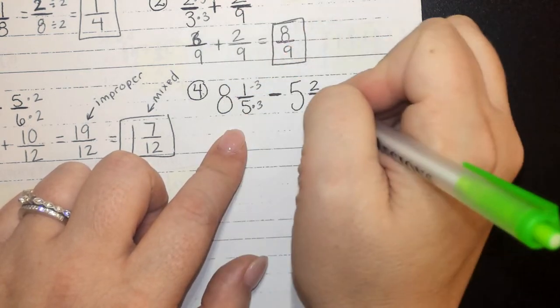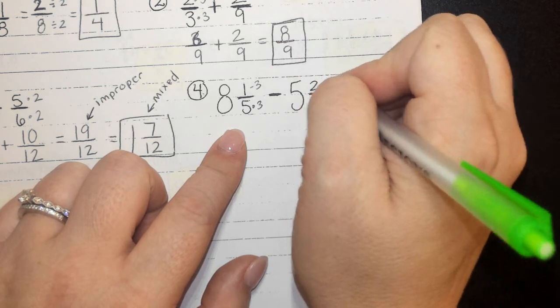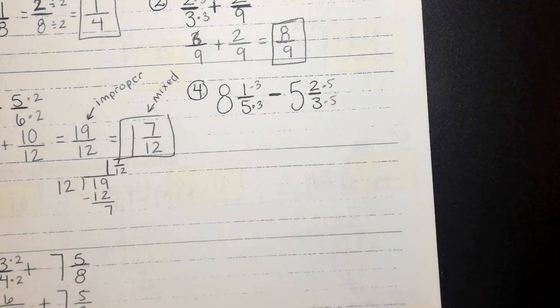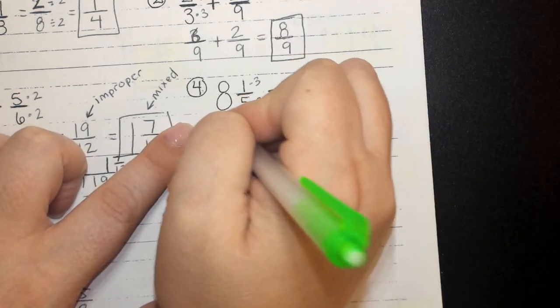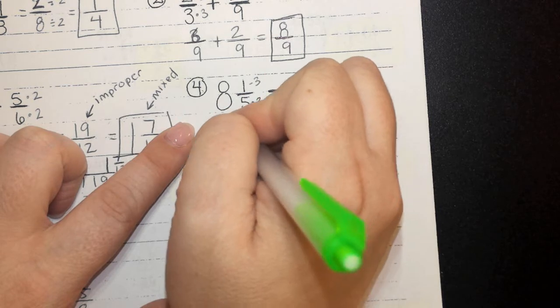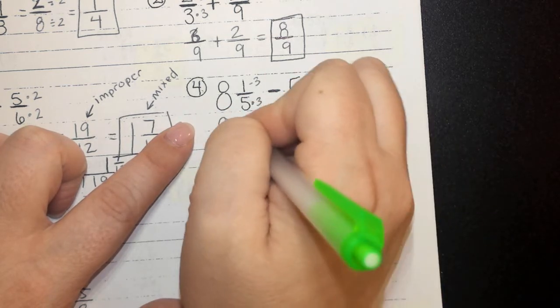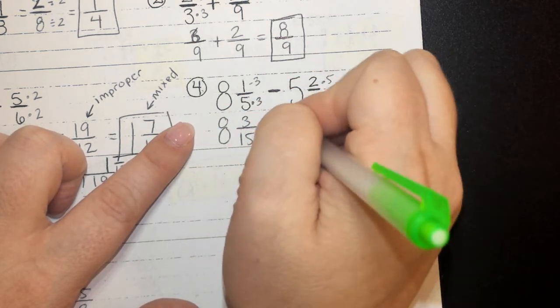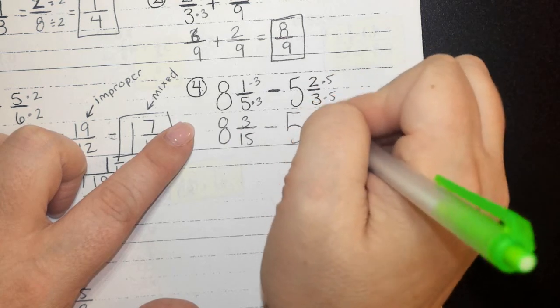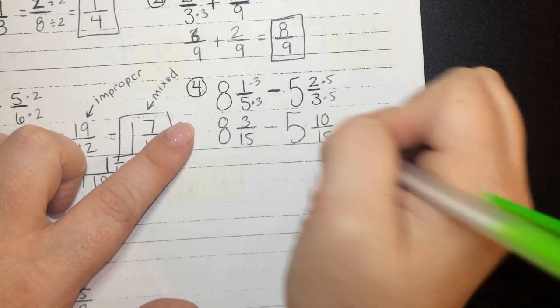And I'm going to take the 5 and multiply the other fraction. If you've been staring at a number for a long time, it's probably best to just go ahead and multiply those opposite fractions. So I get 8. 3 times 1 is 3. 5 times 3 is 15, minus 5. 2 times 5 is 10.